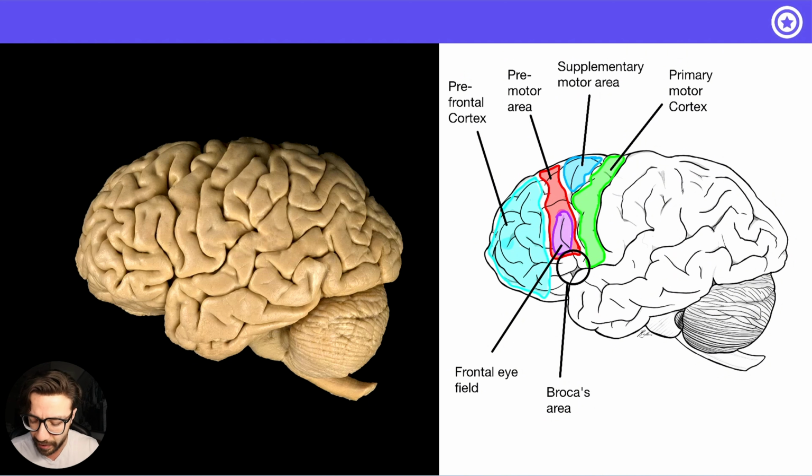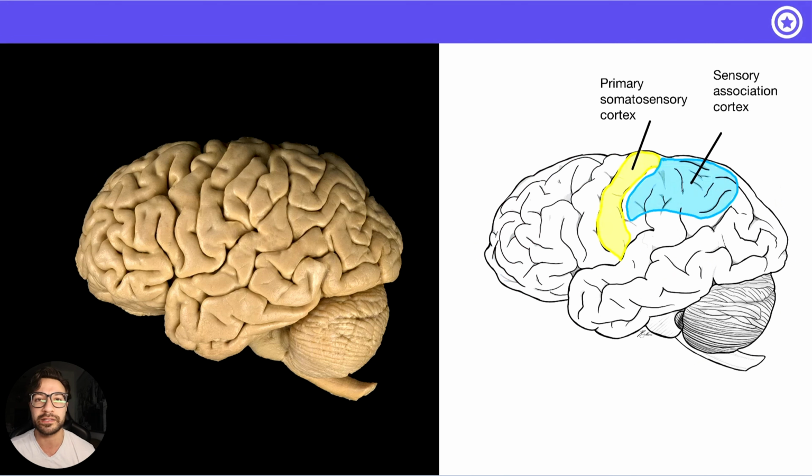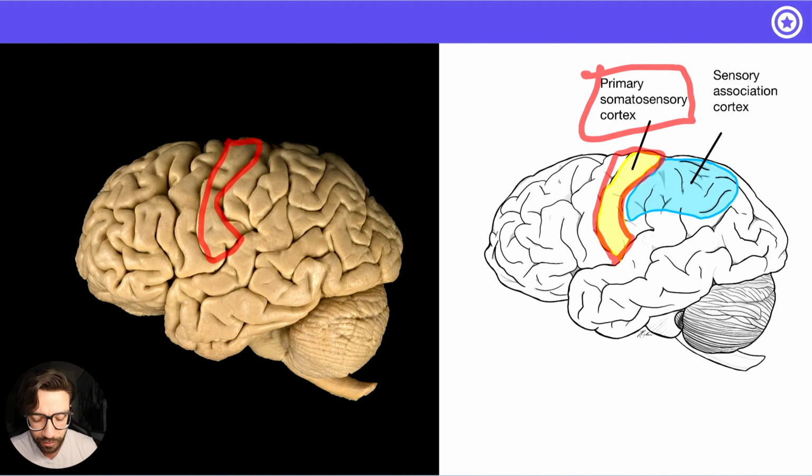And of course, we can't forget our Broca's area. And that Broca's area is going to be made up of that pars opercularis and then half of that pars triangularis right there. So now looking posterior to that central sulcus and into that parietal lobe, we have that postcentral gyrus right here. And that postcentral gyrus is going to be the home of the primary somatosensory cortex.